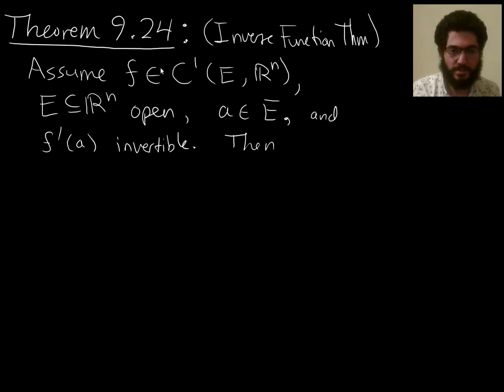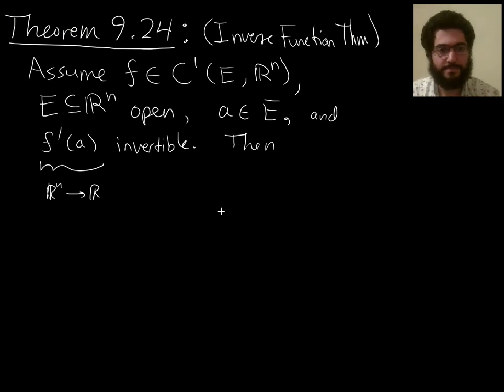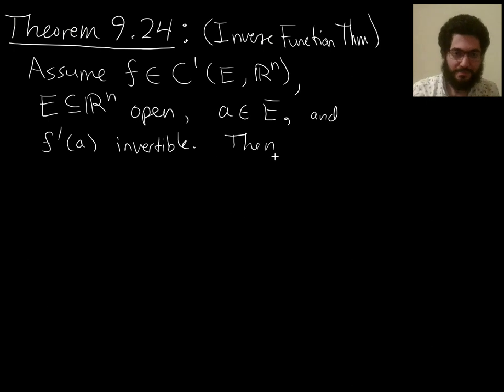Okay, so assume you've got this continuously differentiable map, and suppose you have this one point in the domain, A, where f prime of A, this linear map from Rn to Rn, is invertible, so it's a bijective linear map. Then here's what the inverse function theorem says. So here's how I think about this.